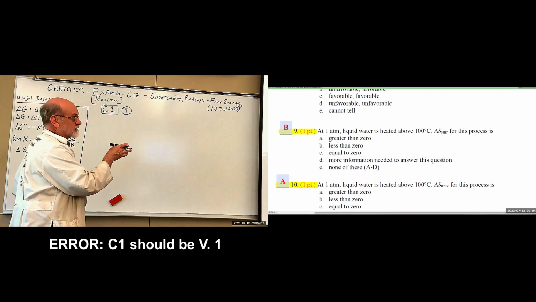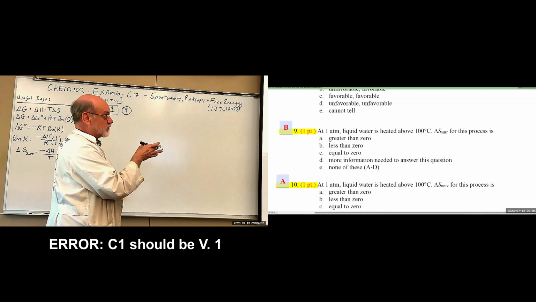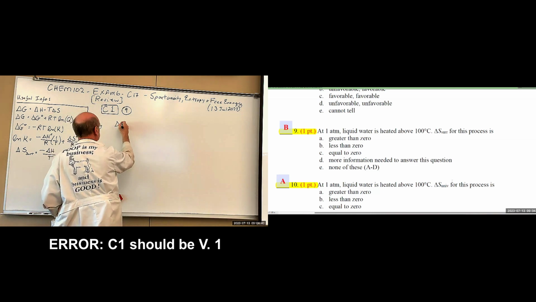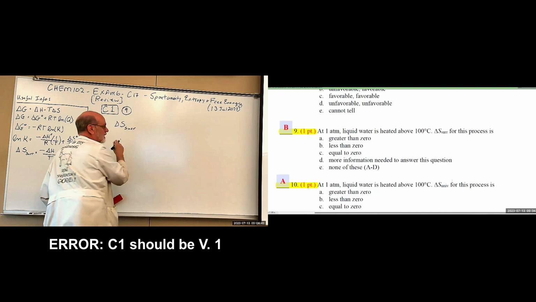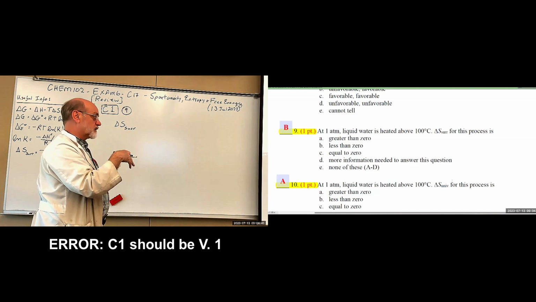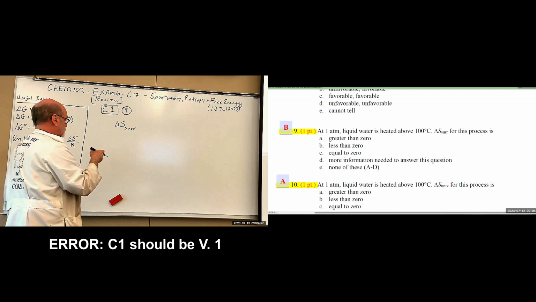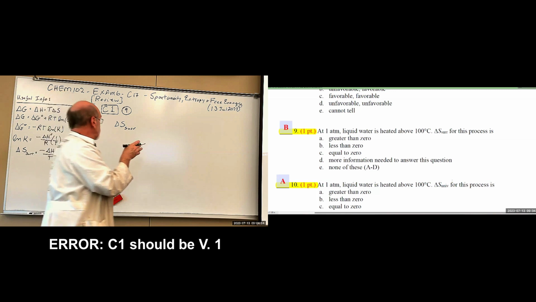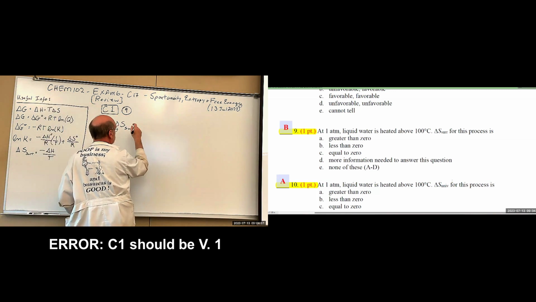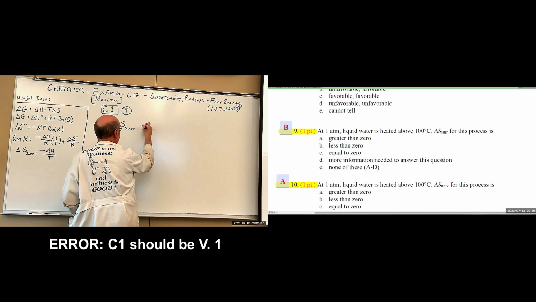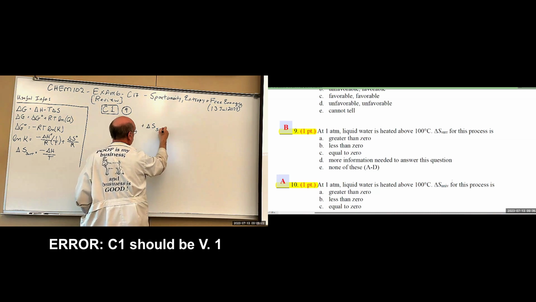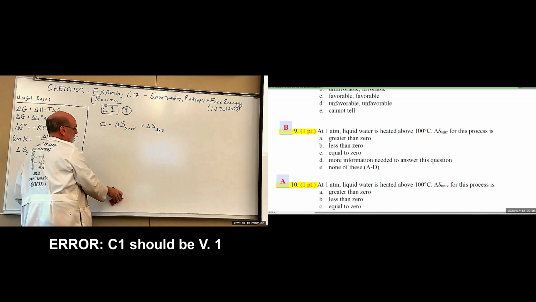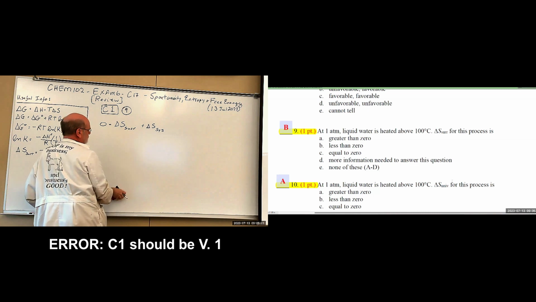So the question here is, if we are at 1 atmosphere and the liquid water is heated above 100, what is delta S for the surroundings? Is it less than 0, equal to 0, greater than 0? Well, actually, delta S for the surroundings would be a value. And then remember, if we add the delta S for the system, at equilibrium, that value is 0. So they're going to be equal to one another.